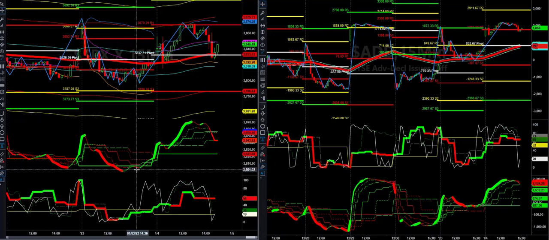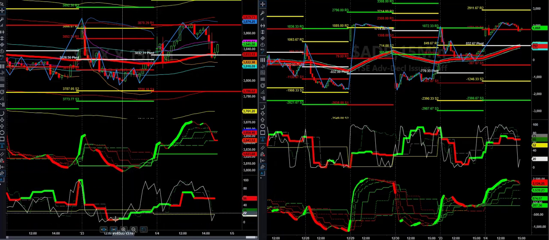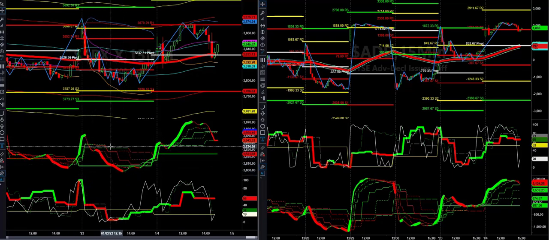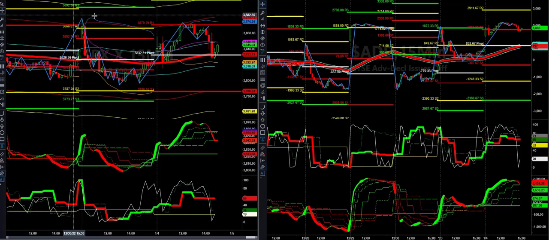On the left side, the bottom is again the compression cycles for SPX, and this is another multi-time frame cycle for SPX.